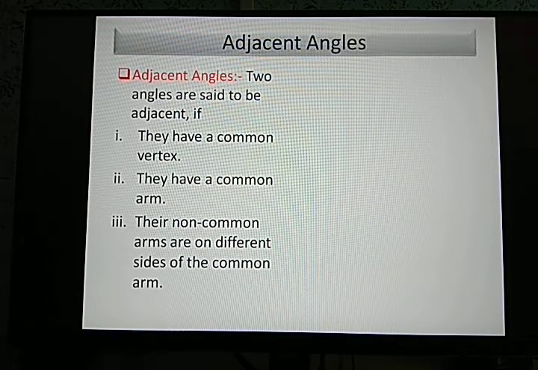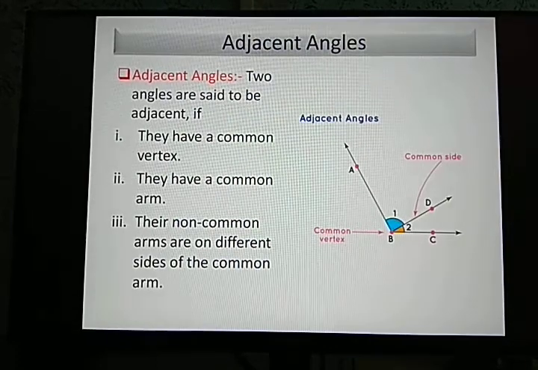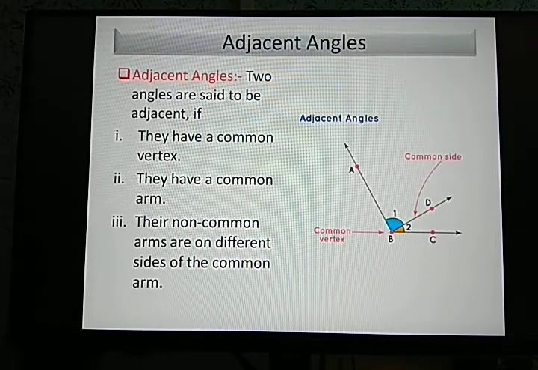Let us see the diagram. It will be clear to us. Now here if you see, they have a common vertex.